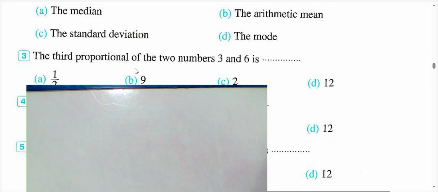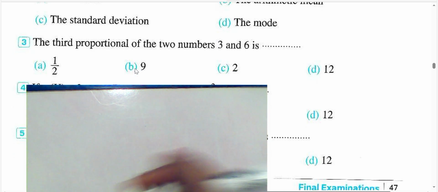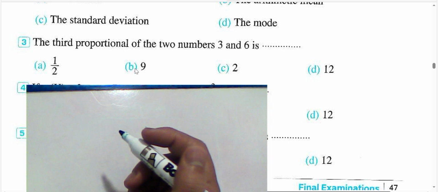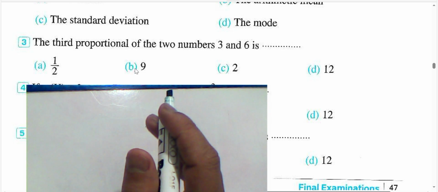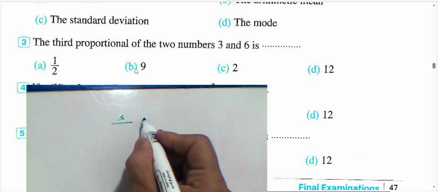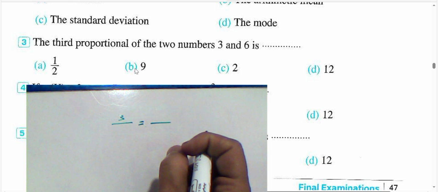Next question. The third proportional of two numbers 3 and 6 equals what? We want to find the third proportional. He wants to find the third proportional between two numbers. Okay, I have 3 over 6. We have first, middle, and third. He wants to find the third.